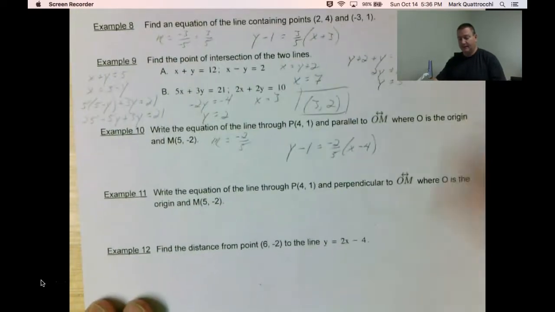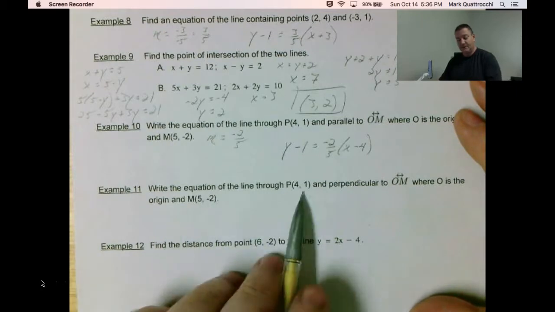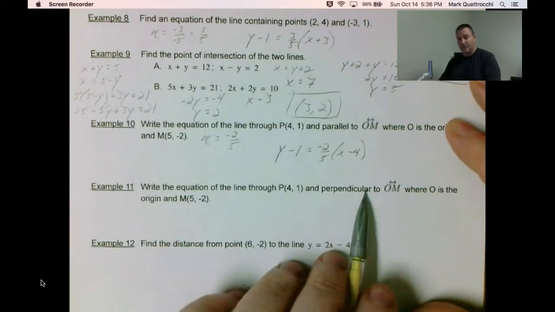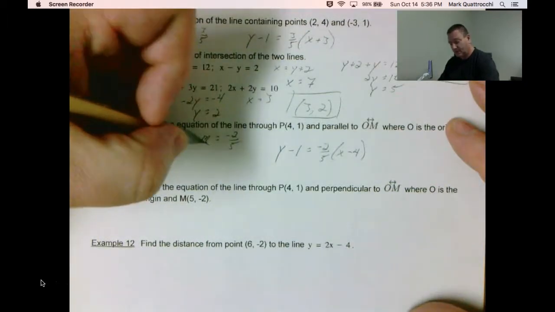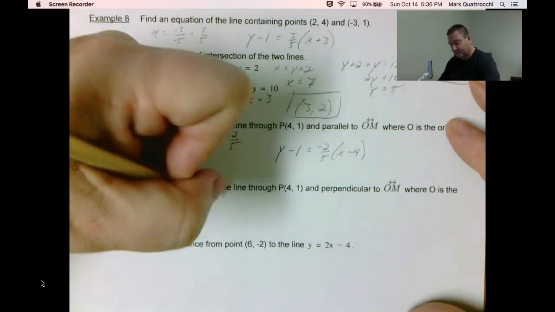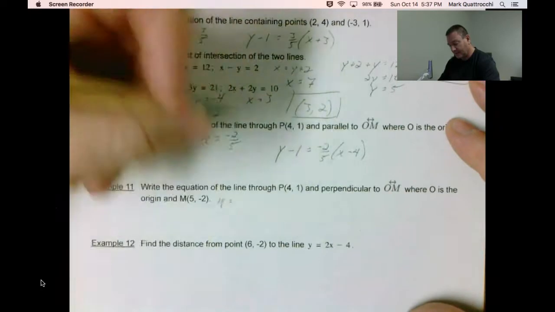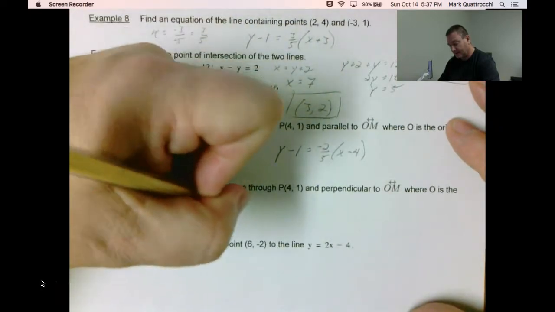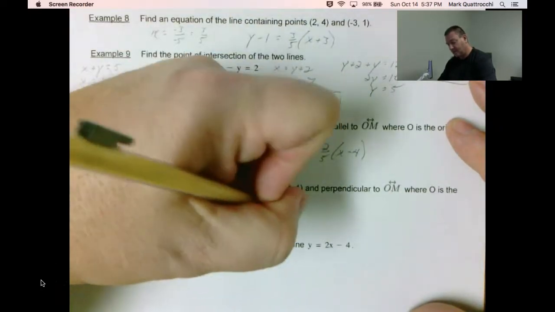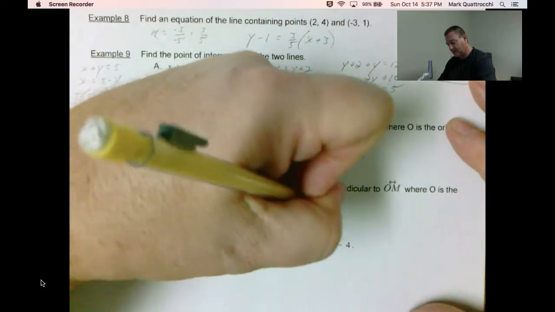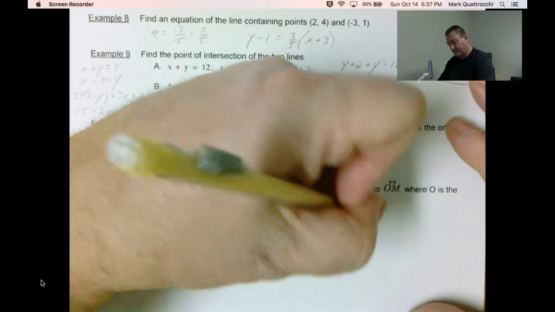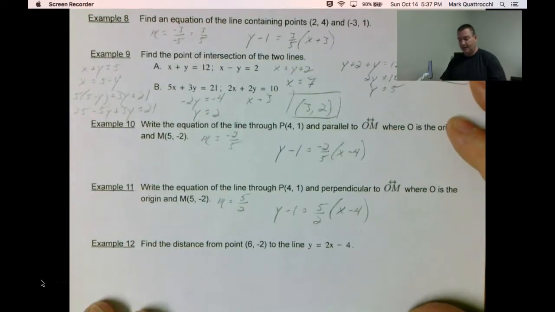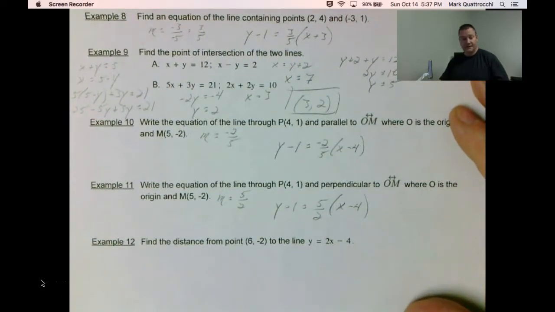Example 11: write an equation through the same point, perpendicular this time to line OM. So the slope of line OM is still -2/5. The slope of the line perpendicular to that is 5/2. y minus 1 equals 5 over 2 times (x minus 4). And there is example 11.